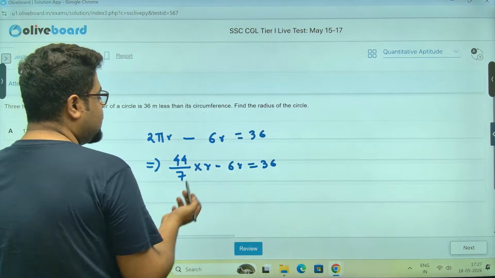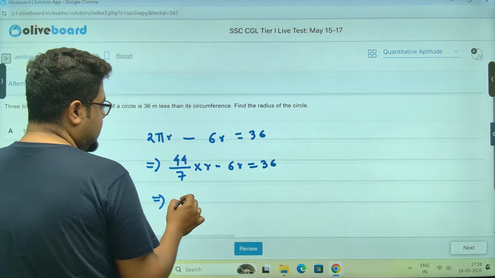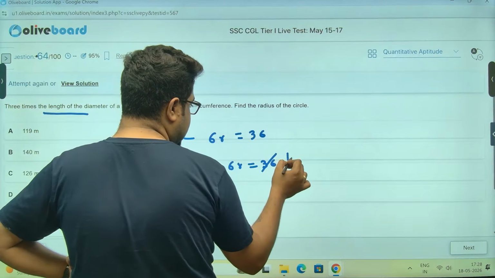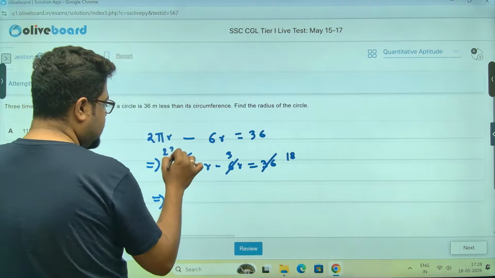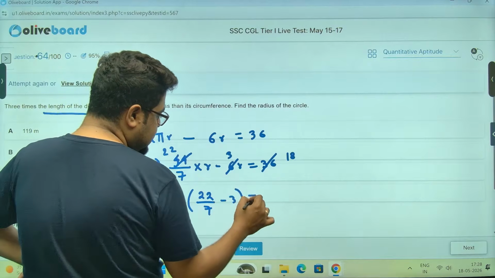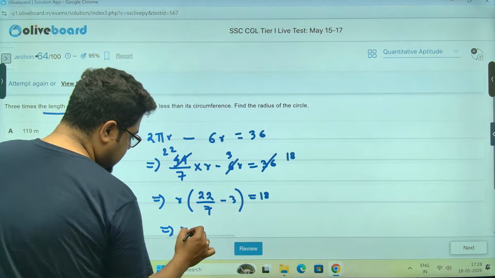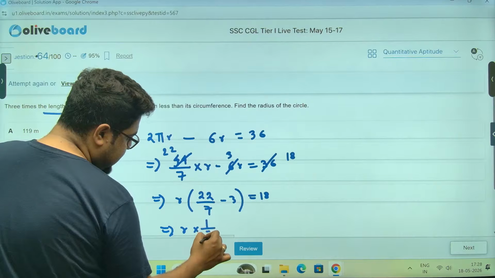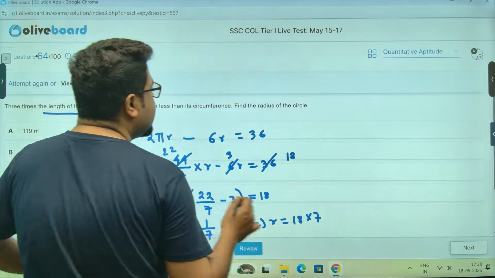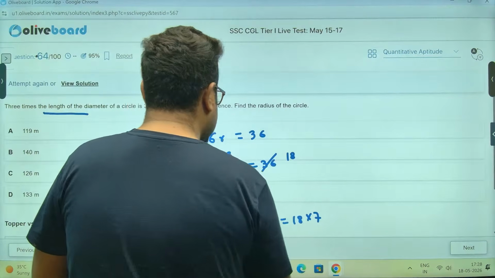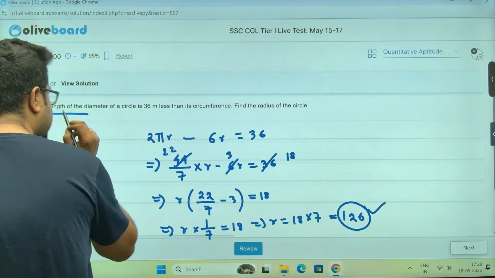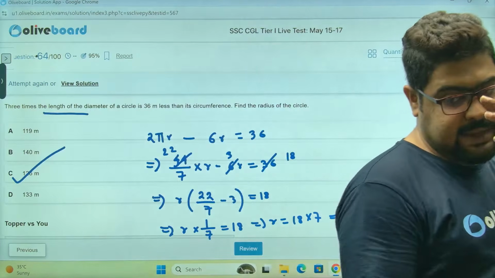I can only cancel a 2 max. Do one thing: cancel a 2. 18, 3, 22. 22 by 7 minus 3 is 18. So r into this is 18, meaning 1 by 7. R is 18 into 7. What they are asking is this only. So 18 sevens are 126. So that was the question itself. Option number C is your correct answer.